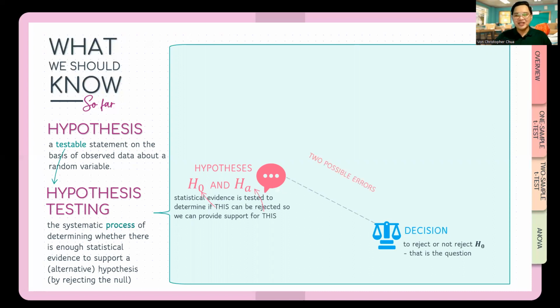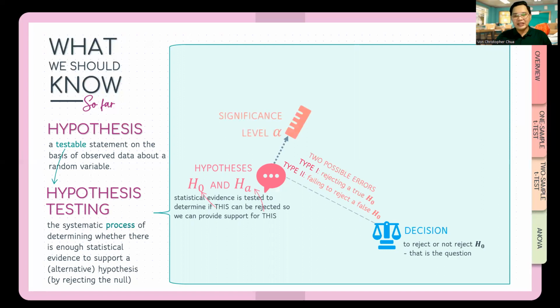As we make this decision, we have to be very careful because we can commit 2 different errors in hypothesis testing. And we said that whenever we reject a true null hypothesis, we are committing a type 1 error. And failing to reject a false null hypothesis is considered to be a type 2 error.